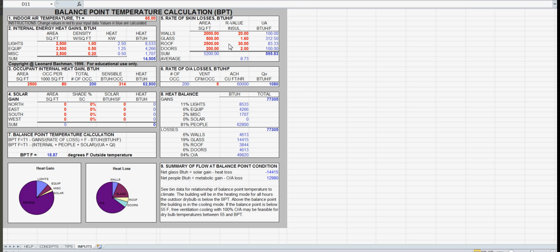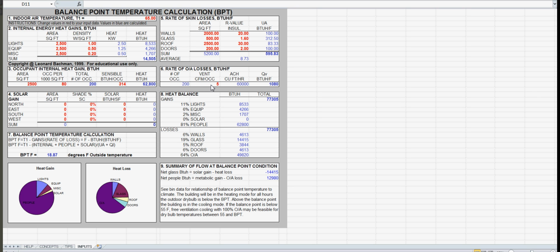So that's the fundamentals of what this spreadsheet does: it lets you input some ideas about your building and the rates of internal heat gain, solar gain, which normally we will ignore for balance point calculations. It lets you dictate the areas of the envelope components, the skin of the building, and their respective R values, their insulation levels. And you look at ventilation, because outside air, if it's colder than inside air, is going to help cool the building. Find that rate, and we get the balance point temperature.